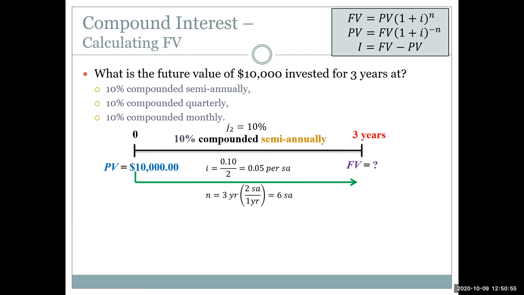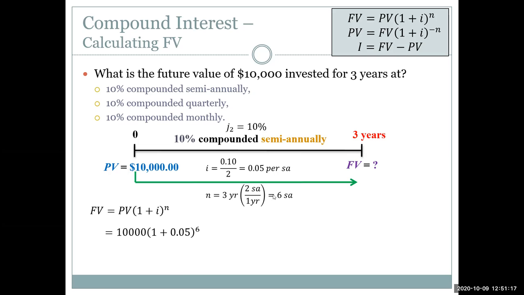Now this is something you should be paying quite a bit of attention to. Our periodic rate and our N have to be for the same units, so per semi-annual and semi-annual compounding periods. If we don't have the same words here, then we've done something incorrect. Okay, so please make sure you're keeping track of that.